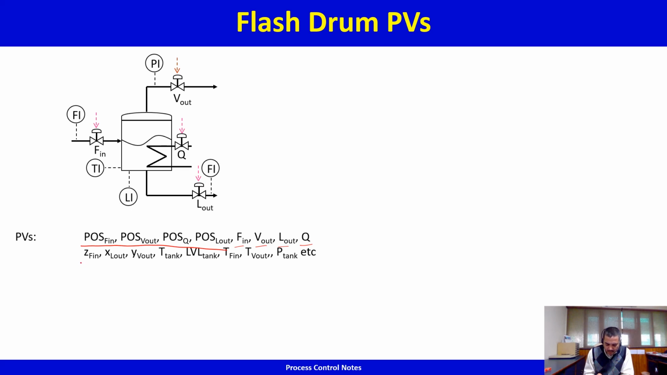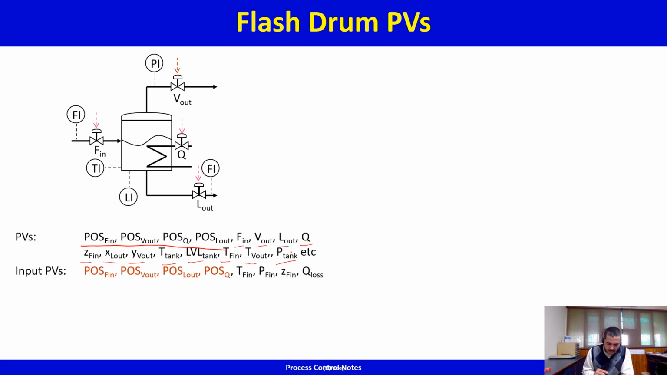You've got the composition of the feed, composition of the liquid out, composition of the vapor out. You got the temperature of the tank, you got the level of the tank, you got the temperature of the feed coming in, you got the temperature of the vapor that's leaving the tank, you got the pressure of the tank, etc. There's all kinds of process variables.